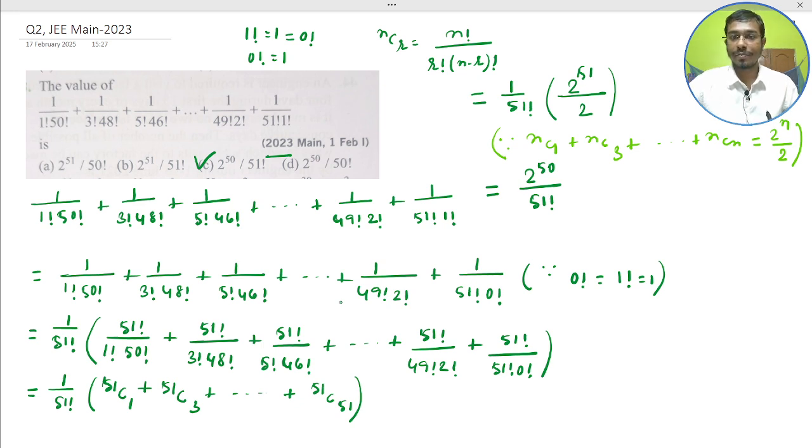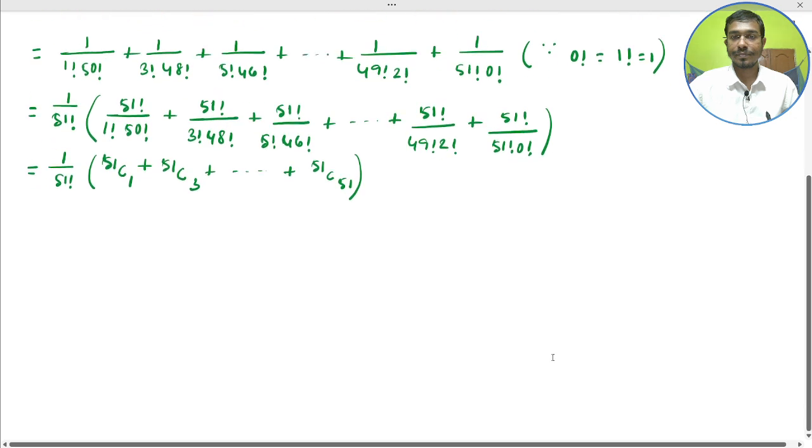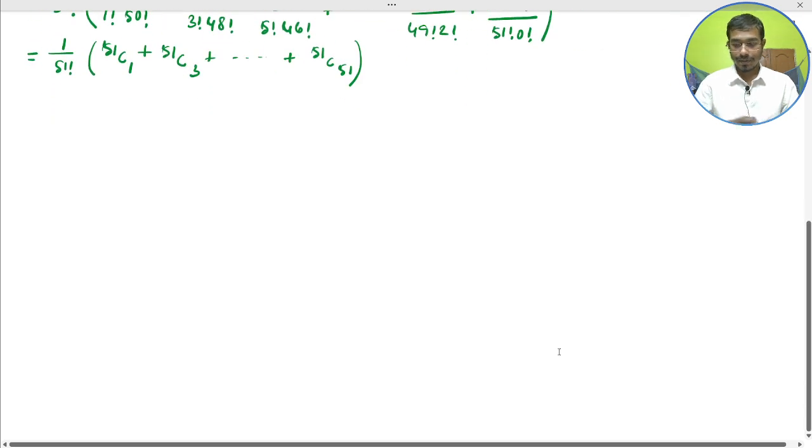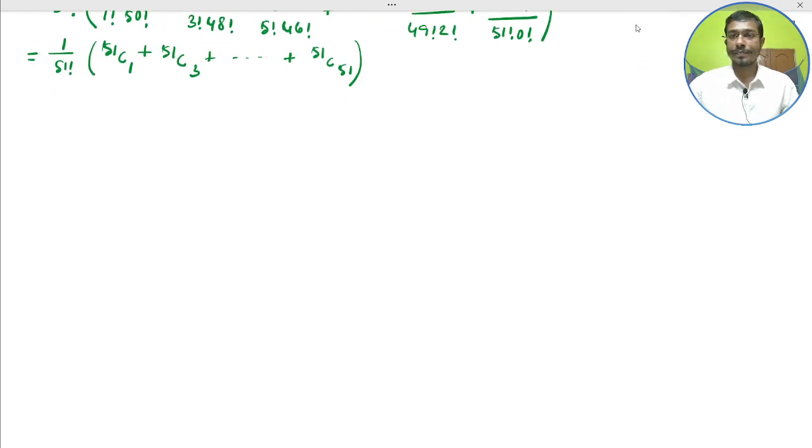Next, the shortcut method. See, the shortcut method, because in JEE Advanced the time is more consuming. Shortcut method.